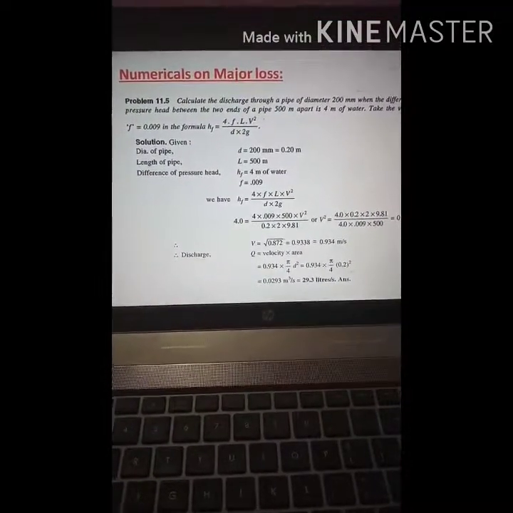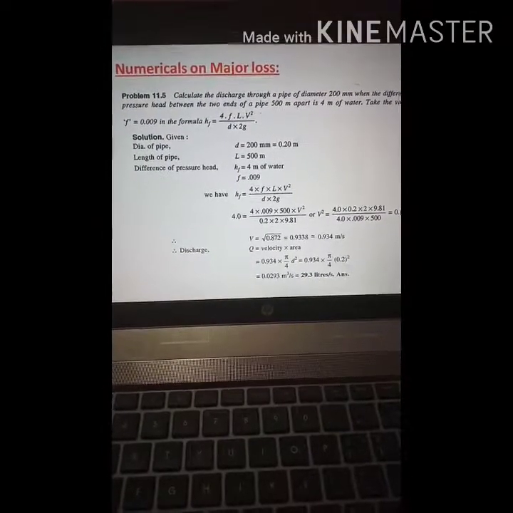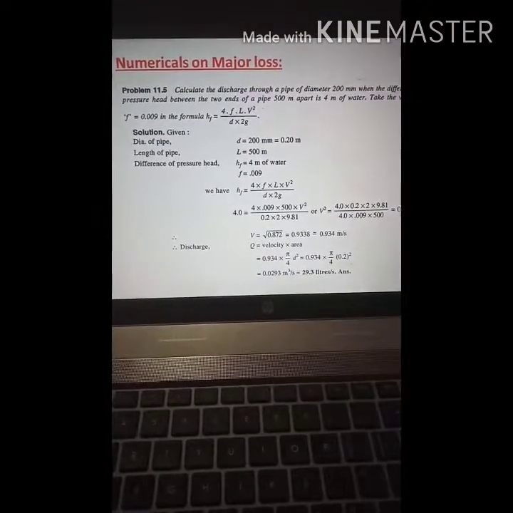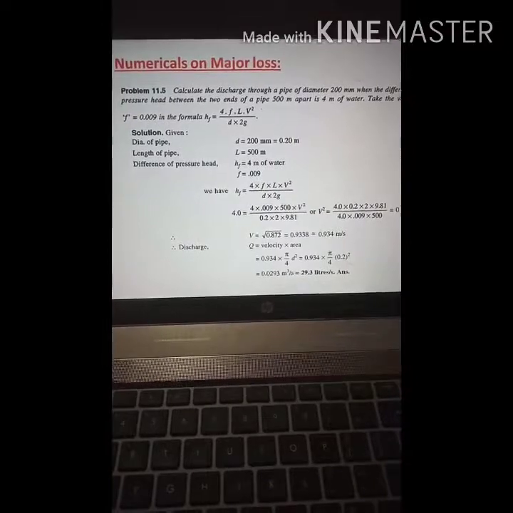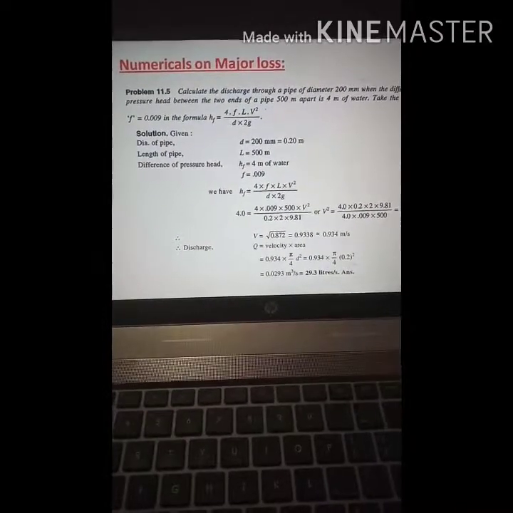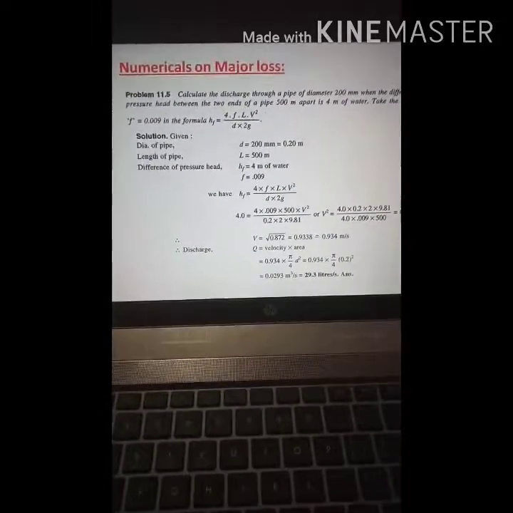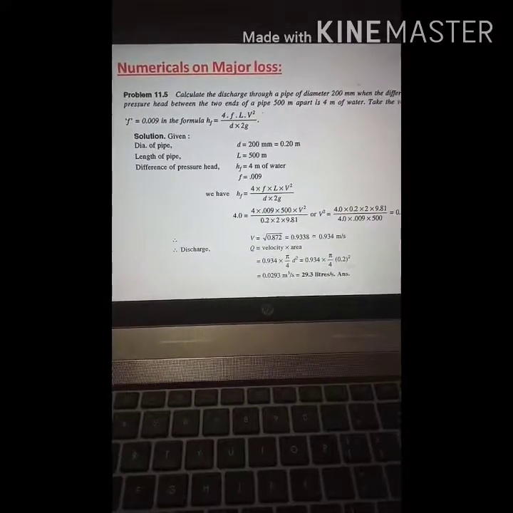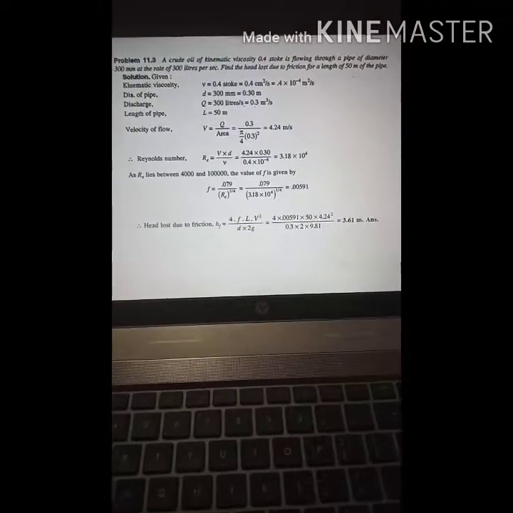Now let us see one more numerical where you have to calculate the coefficient of friction based on the Reynolds number. So for that you have to first calculate Reynolds number, and then you have to put the value of Reynolds number in the formula to calculate small f, depending upon whether the flow is laminar or turbulent. So let us see the second numerical.